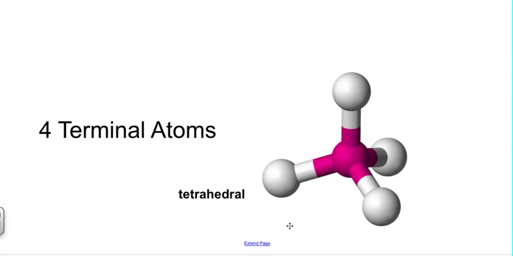So again, VSEPR structures are what takes our 2D Lewis structures and puts them into a 3D molecular geometry.